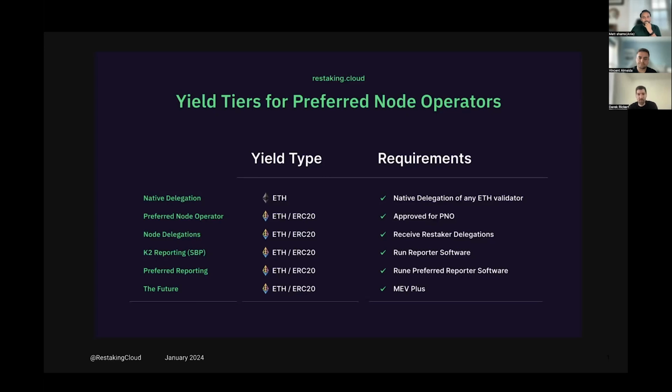Now, I'm going to lump these last two together a little bit, because this reporting, this running of this software, can be broken down into two different tiers, and the payouts look a little bit different for both. One is the K2 reporting. This is for the basic stake borrower positions. This is when there is no preferred node operator involved.